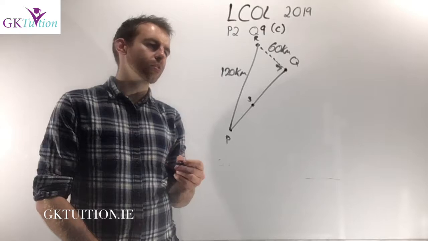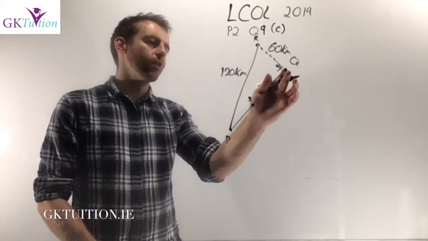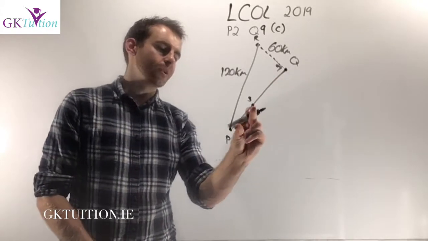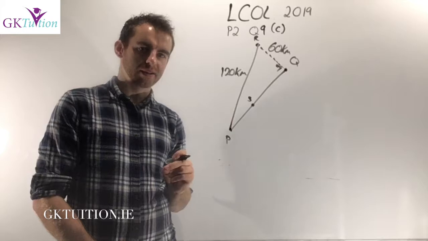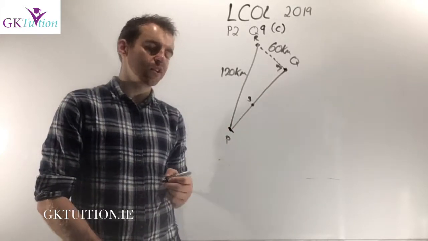So what I want to do in this question is find the distance from Q to P. Because if I can find the distance from Q to P and then subtract 80, I'd just be left with this bit, which is the distance PS. So obviously, the real point of this question is just to find the distance QP.